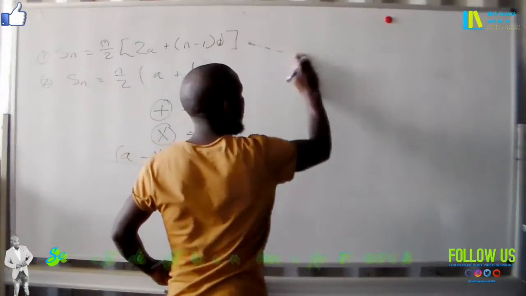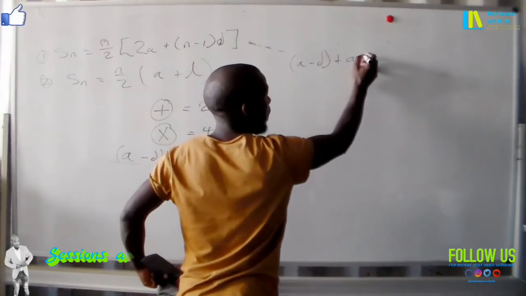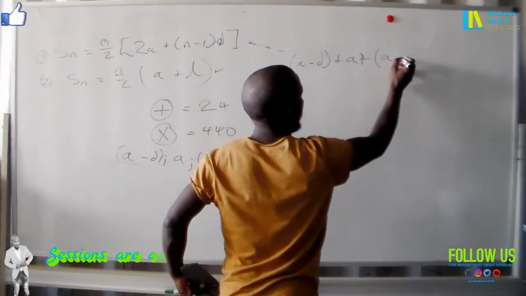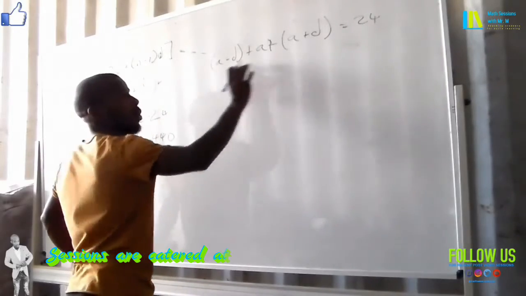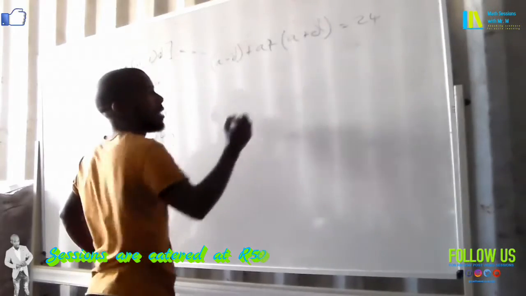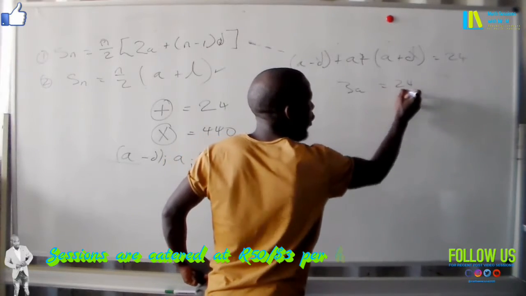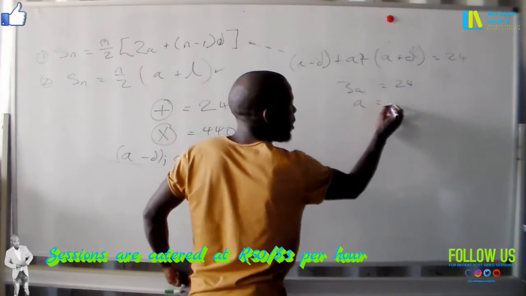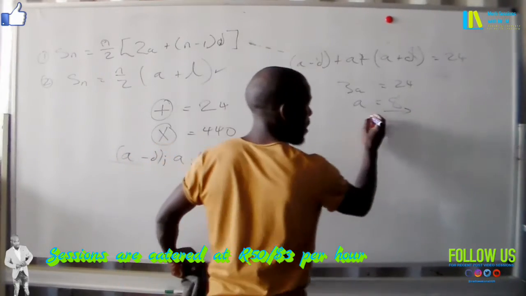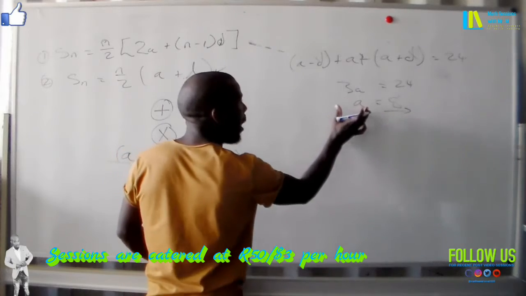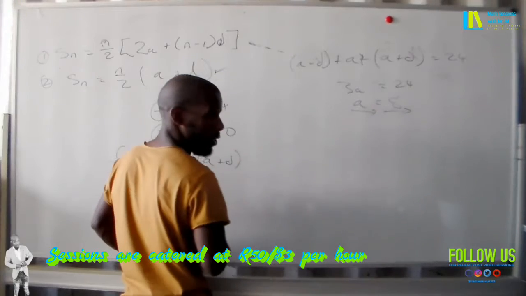Now, the sum is A minus D plus A plus A plus D is equal to 24. Now, you just break the bracket and the D cancels with that D. 1, 2, 3, you have 3 A's. 3A is equal to 24. Divide by 3, you are going to get A is equal to 8. So you have an A there, which is 8. In fact, A is equal to 8.